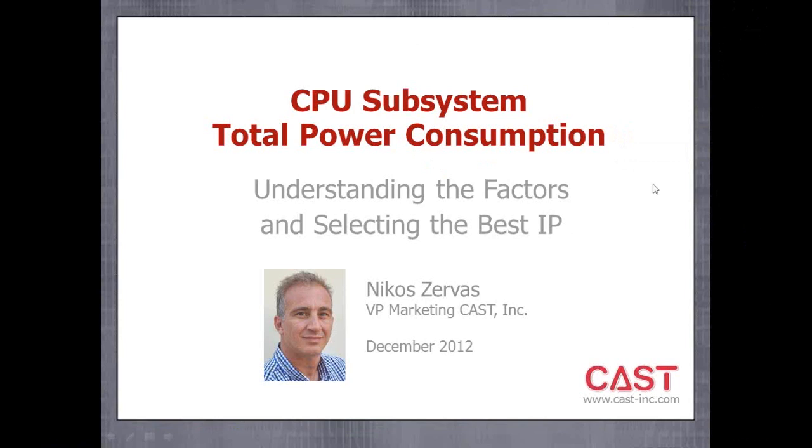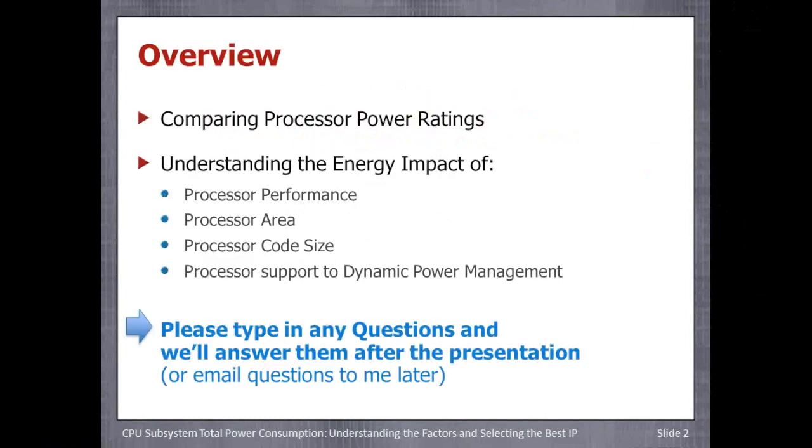So today's webinar is about power and energy consumption of processor IP cores. First we will explore what it takes to make an apples-to-apples comparison of power ratings between different processor cores. And then we will discuss why power ratings do not provide much information about the energy efficiency of processor cores. We will see that energy efficiency is mostly a matter of a processor's performance, of a processor's area, its code size, and its ability to support dynamic power management.